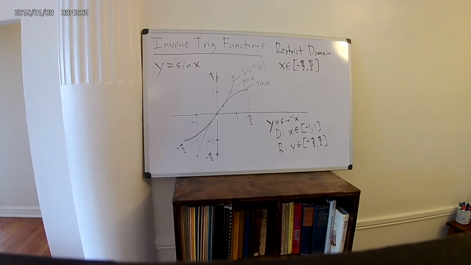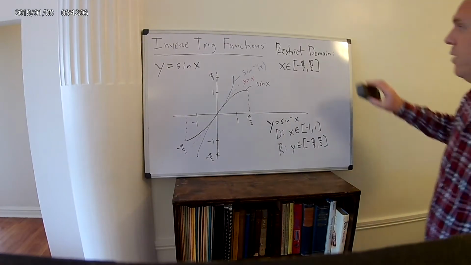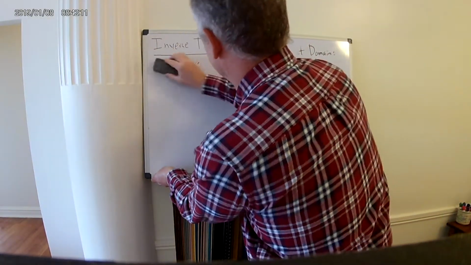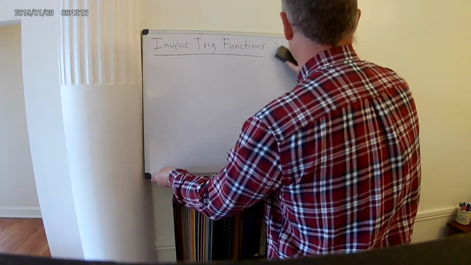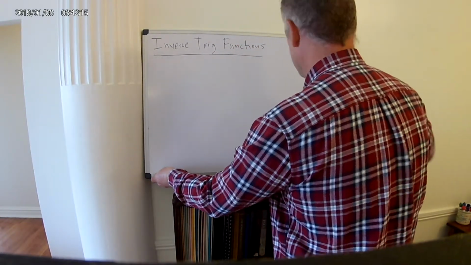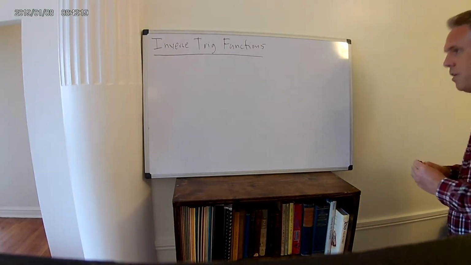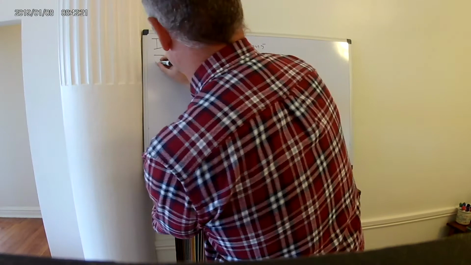Okay, back at the whiteboard. I want to talk about cosine of x. You might be curious about what's the inverse of cosine of x. So let's talk about that. Okay. Inverse cosine. So let's do y equals cosine of x.